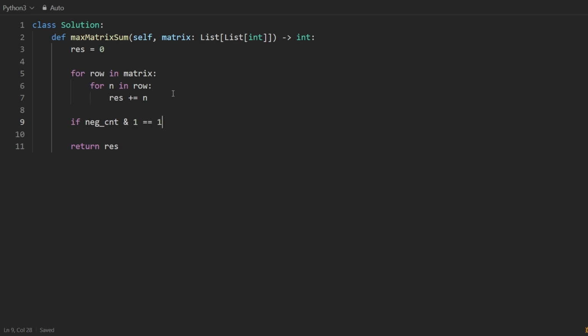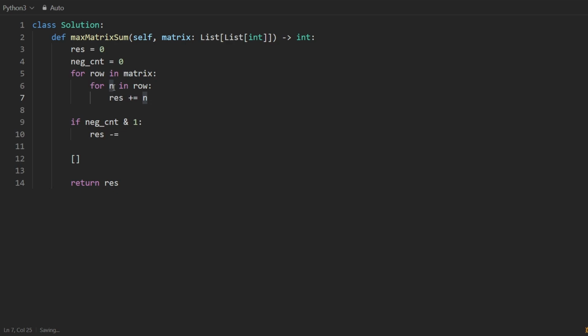If that is equal to 1, or if it's non-zero, so you could just leave it like this, then we want to subtract from the matrix the absolute value of the minimum. But it's actually even not that simple. I'll show you why it's not that simple after I write the rest of this code. So let's get the negative count. It's pretty easy to do that. You could do it in a separate loop, or you could do it in this loop.